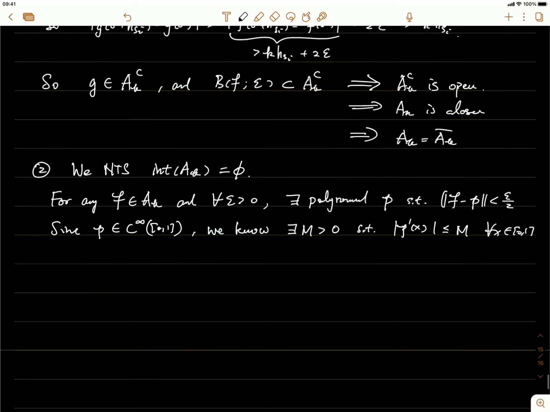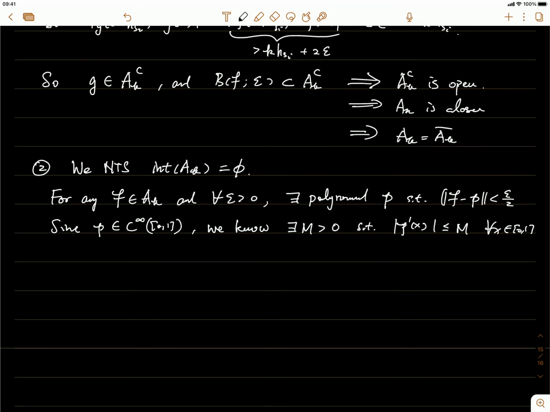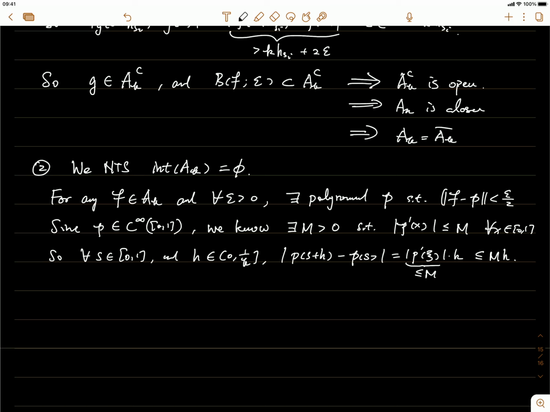The other thing is, because the derivative is bounded by M, I know that for any s in [0,1] and any h in (0, 1/k), P of s plus h minus P of s is equal to P prime at some point c between s and s plus h, times s plus h minus s, which is just h. But P prime of c is less than or equal to M, so this is less than or equal to M times h. Okay, so I know this.